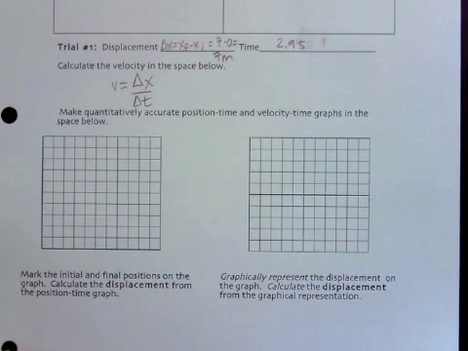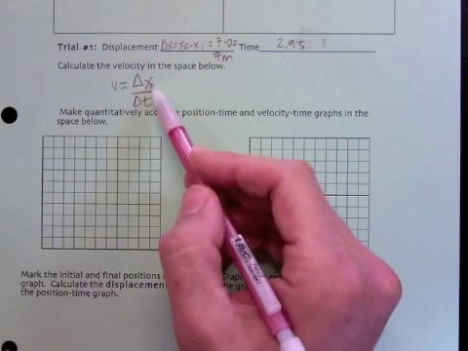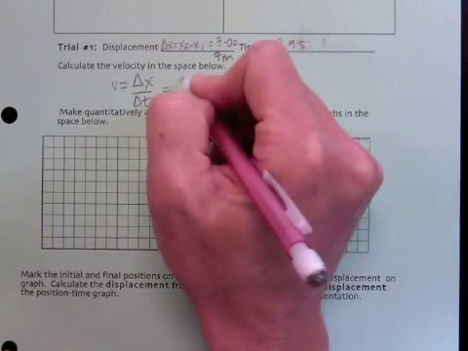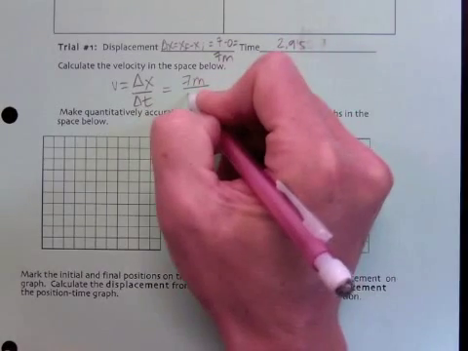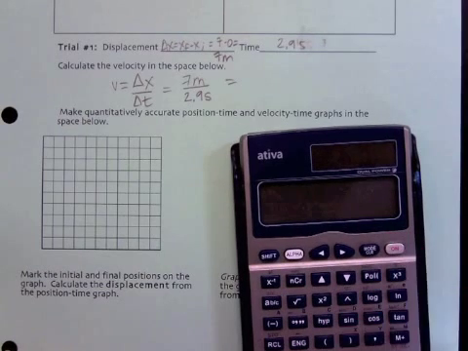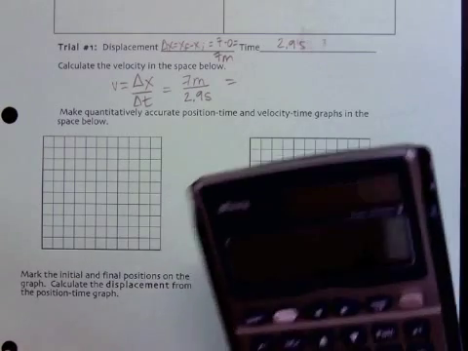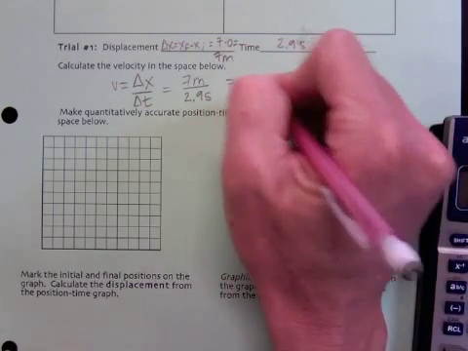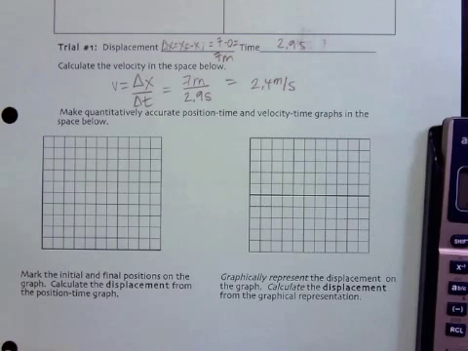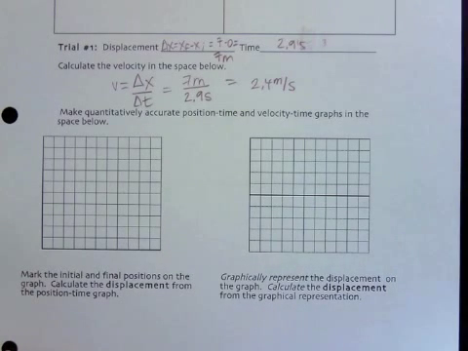This is our new version of the velocity equation, which is displacement divided by the time. What was our displacement? 7 meters. What was our change in time? 2.9 seconds. I do that on my calculator. 7 divided by 2.9 equals 2.4 meters per second. You might get a slightly different velocity if you have a different time or if you used a different displacement.